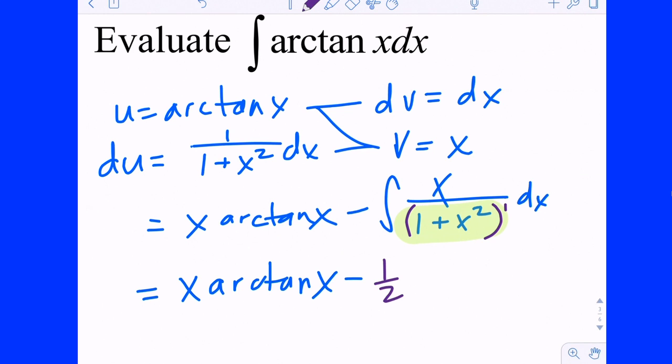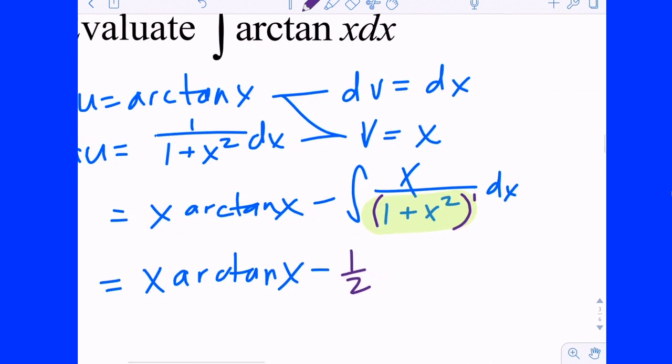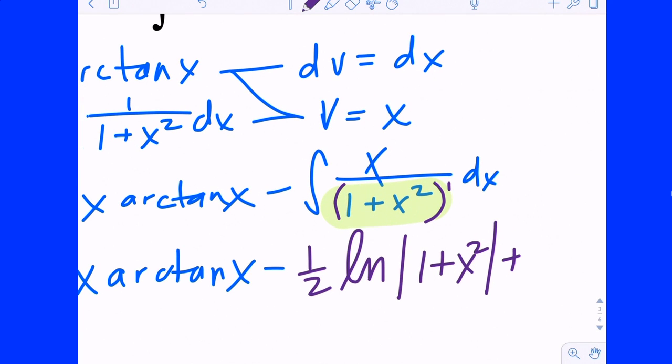The x gets packaged back up, and it becomes a what rule of integration? Natural log. Now, the absolute value is part of the natural log rule, but because it's 1 plus x squared, is it okay to leave them off here? Yeah. But is it okay to also keep them on? Yeah. And then, of course, plus C.